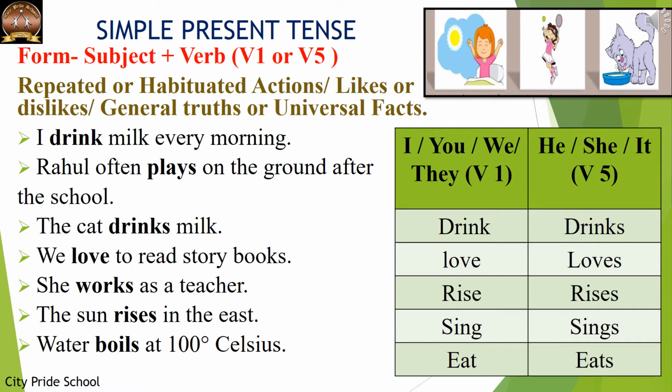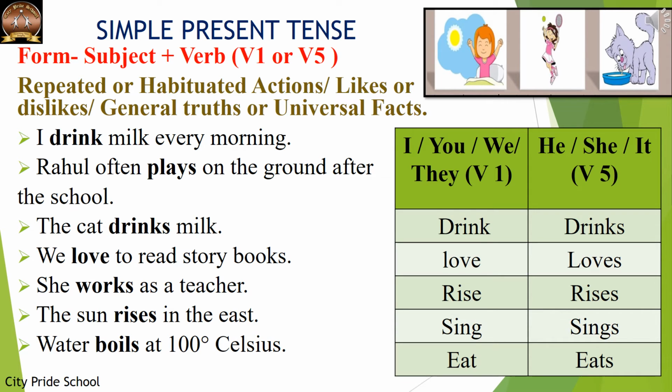So, in simple present tense sentences, if the subject is I, you, we, or they, we always use a verb without s, that is V1. And if the subject is he, she, or it, we use a verb with s, that is drinks. So, in the first sentence with I, you will have a plural verb V1. And in sentence 2, Rahul is a singular subject. So, we have used a verb with s, that is plays.